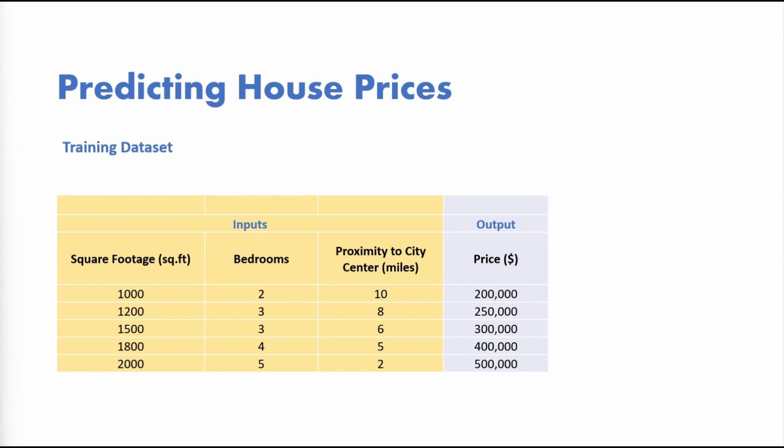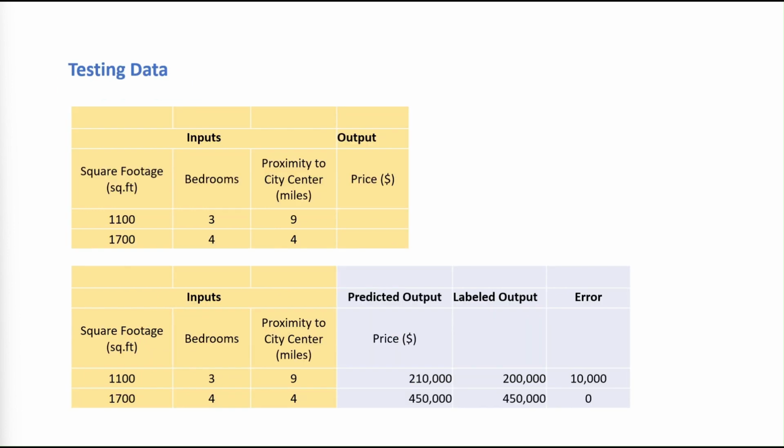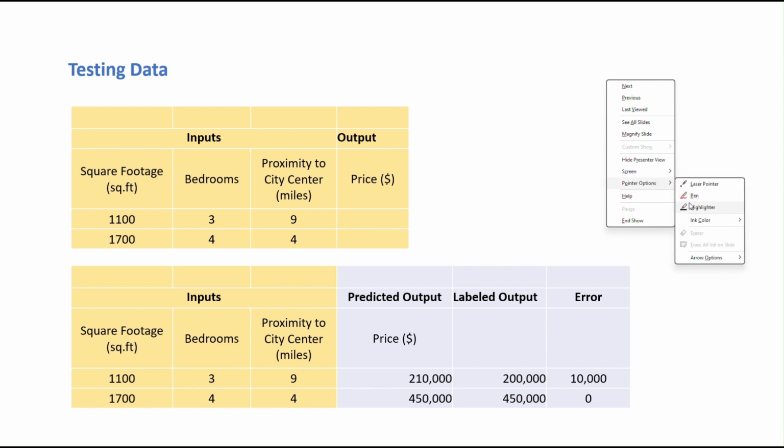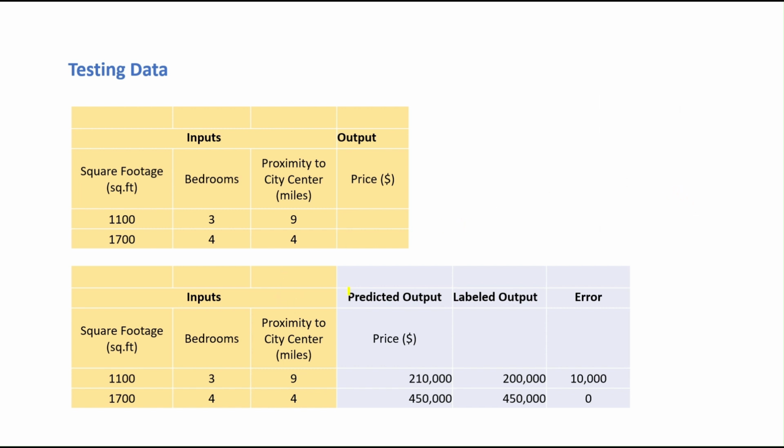The data is divided into training dataset and test dataset. Using the training dataset, the regression model finds the patterns in the data. Now this model is tested using the test dataset. For the test data, we let the model predict the output. Then, the predicted output is compared with the labeled output. If there is a difference, that is the error, or loss.